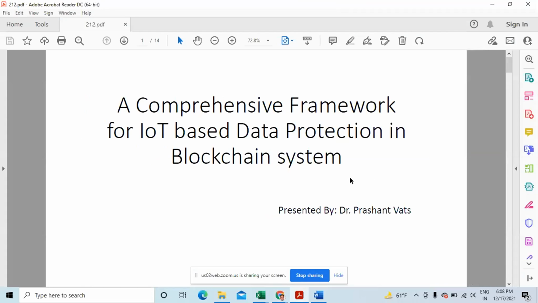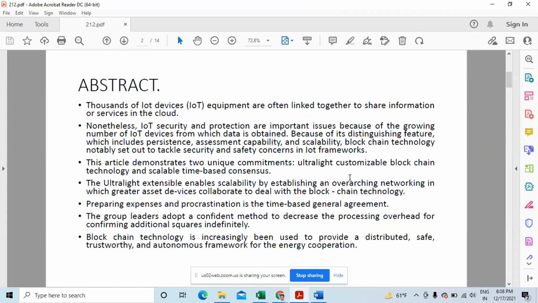My presentation is on a comprehensive framework that we have proposed for IoT data protection using a blockchain system. Abstract: we know very well that thousands of IoT devices have been connected to share information and services over the cloud. There, IoT security and protection is a major issue because of the growing number of IoT devices from which data has been obtained, including persistence, assessment capabilities, and scalability. Blockchain technology has been tackling security and safety concerns that we have studied. Our article demonstrates two unique contributions: one is an ultra-light customizable blockchain technology and a scalable time-based consensus map. Here we have established an overarching network and the great asset devices which have collaborated to deal with the blockchain technology and processing expenses and customization using a time-based general agreement.